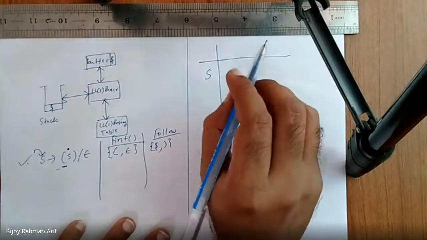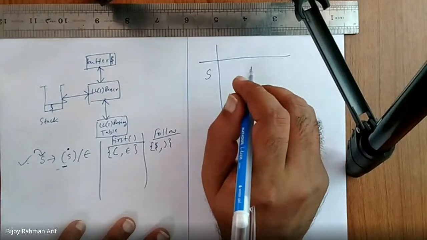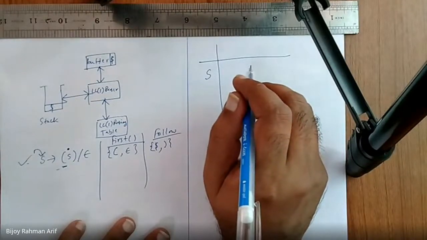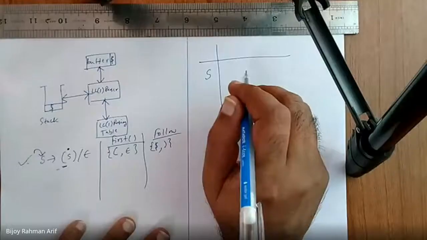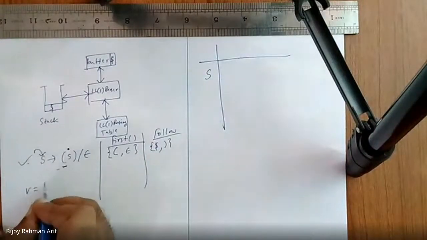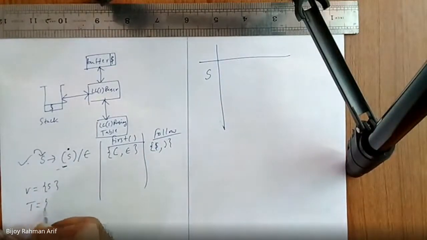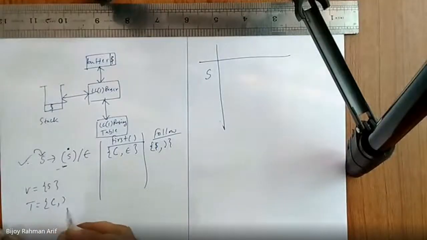So how many terminals are there? What is the terminal set here? Your variable set is S. What are the terminals? Open parenthesis, close parenthesis. Anything else? Epsilon? Epsilon is not considered a terminal. Actually, epsilon is a pseudo terminal, it means it actually deletes something, so it is not considered a terminal. When we are finding first, we consider it a terminal, but it is not actually a terminal.